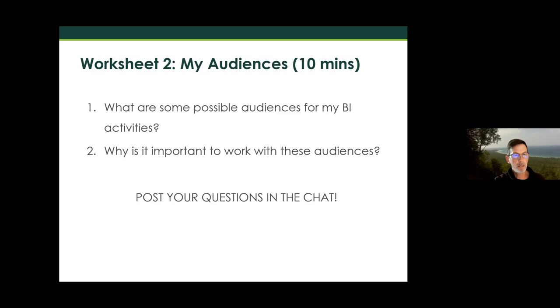Using your worksheets, try to answer these two questions. Don't put too much thought into them, just whatever comes off the top of your head. What are some possible audiences for your BI activities? Think about if these are my goals and these are the kinds of impacts I want to have, what audiences does it make sense to work with? And why is it important to work with these audiences? How does that advance broader impacts? And how are those audiences or populations going to benefit from participating in those activities?